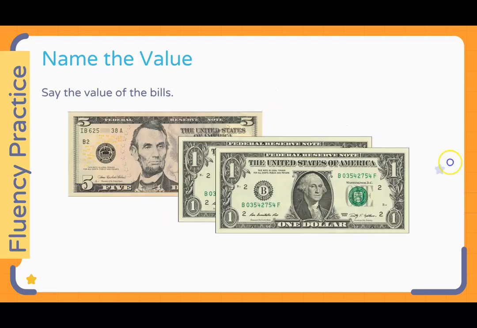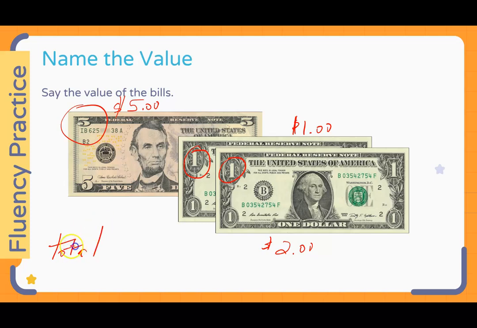Okay? Alright, next. Say the value of the bills. What bill is this? $5 bill. How much is it worth? $5. Okay. What bill are these? $1 bill. Each one is worth $1. How many do I have? I have $2. What's my total? Write it in your journal. Total is $7.